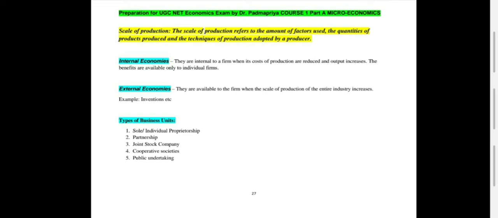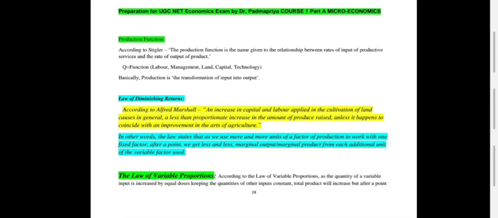Now, what is a production function? According to Stigler, the production function is the name given to the relationship between the rates of input of productive services and the rate of output of product. Here Q is the function of labor, management, land, capital and technology. So basically, production is the transformation of input into output.